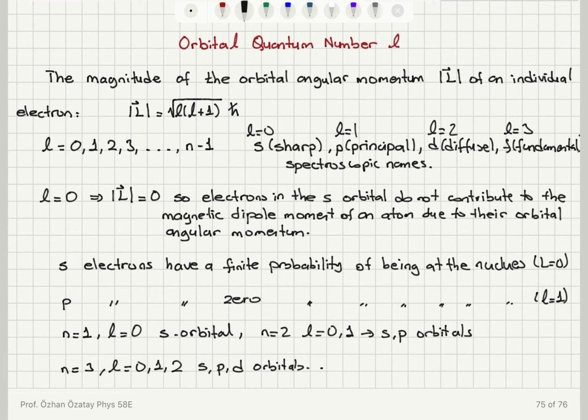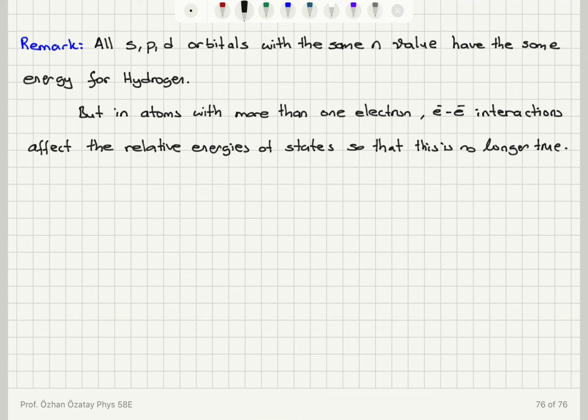And the way we name these: for n equals 1, there is only one value of L, 0, that's s orbital. For n equals 2, L can be 0 and 1. These will be s and p orbitals, and so on and so forth. And finally, we have a remark about the energy of these electrons. If you have a one electron system, the hydrogen atom, then the principal quantum number n does determine the exact energies of these electrons. But in atoms where we have more than one electron, electron-electron interactions will affect the relative energies of the states, so that this is, strictly speaking, not true.